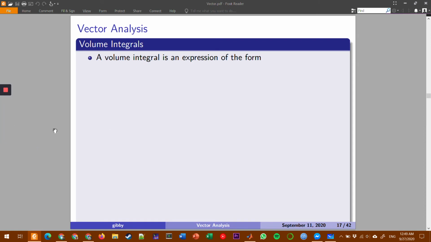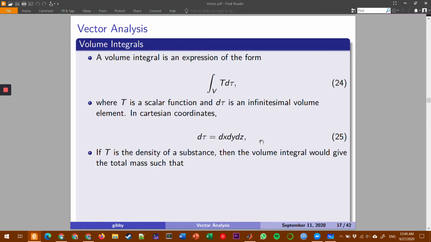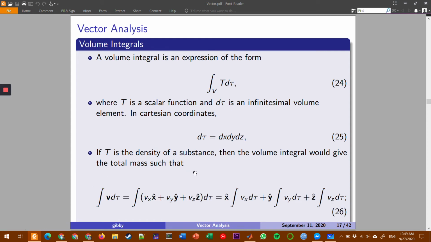Now let's take a look at volume integrals. So a volume integral is an expression of this form. It's just the integral of some function T d tau. D tau is your volume element given in equation 24. Where T is a scalar function, and d tau is an infinitesimal volume element. So in Cartesian coordinates, d tau is just dx dy dz. If T is the density of a substance, then the volume integral would give you the total mass of such.